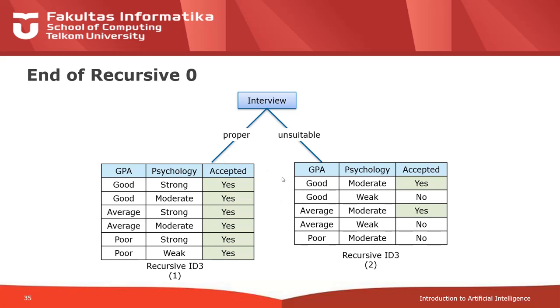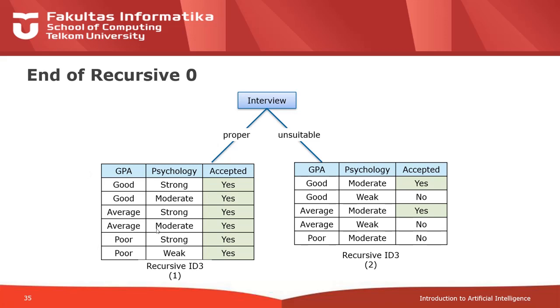So this is what we mean by it's iterative and also recursive. If you remember before, the original table is much larger, and they have more rows and also more columns. But since we already divided the big table based on the interview attribute, and the interview attribute has two values, we divide the table into, if interview is proper, then the table is just like this.